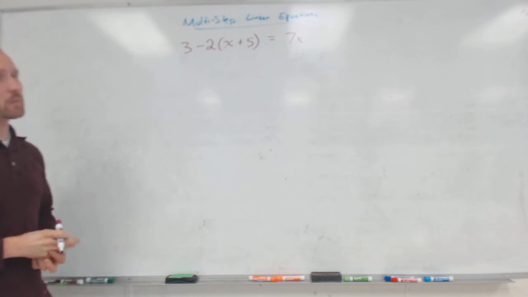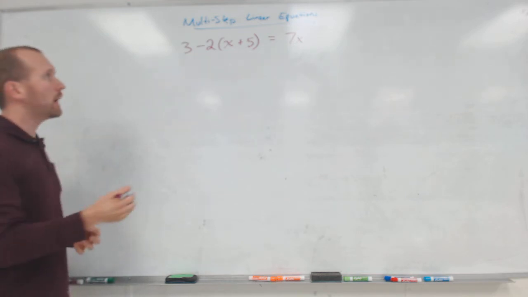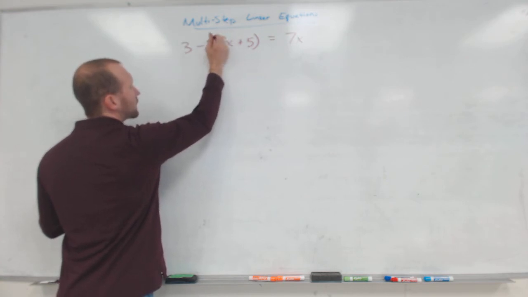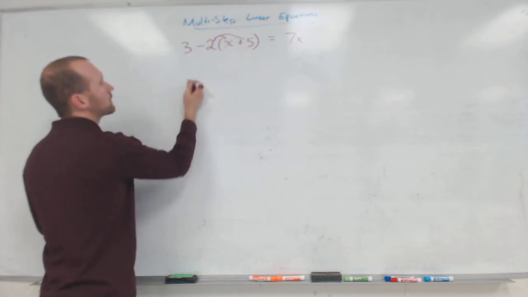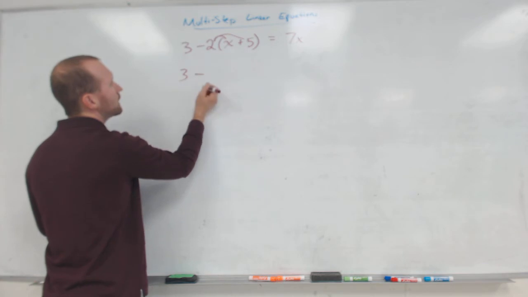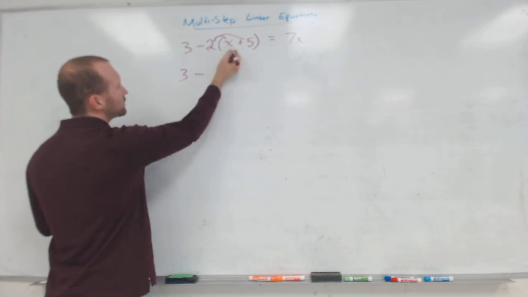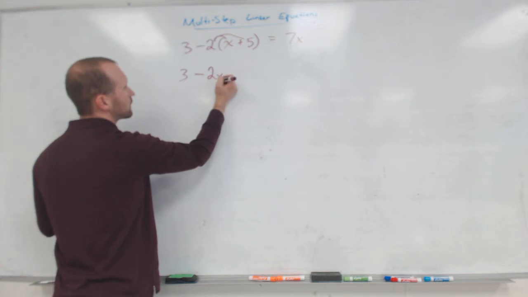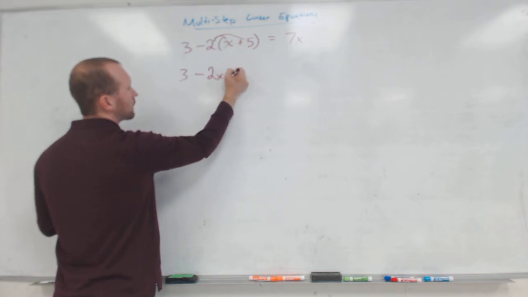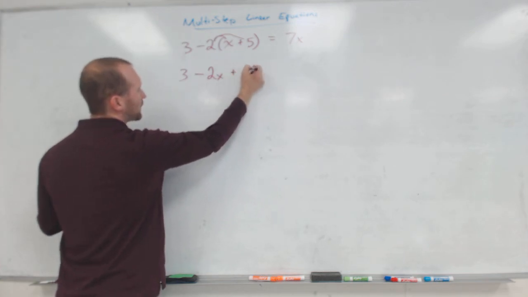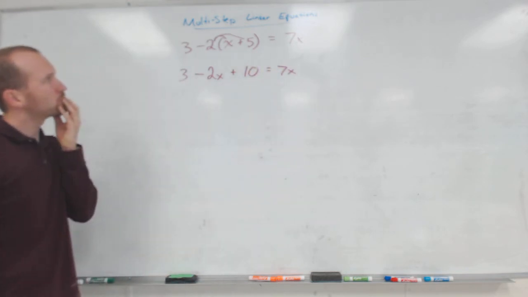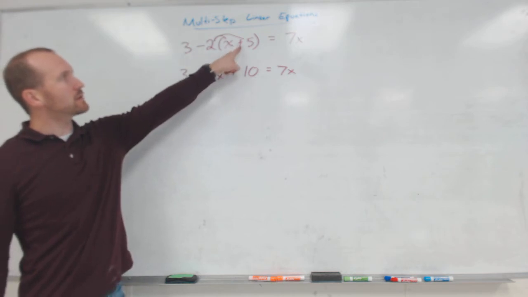The distributive property, right? So I have to distribute the 2, right? So I have 3 minus, what's 2 times x? 2x. So I heard plus 10. I would disagree with that. It's minus 10. No, you're right. There is a plus here.